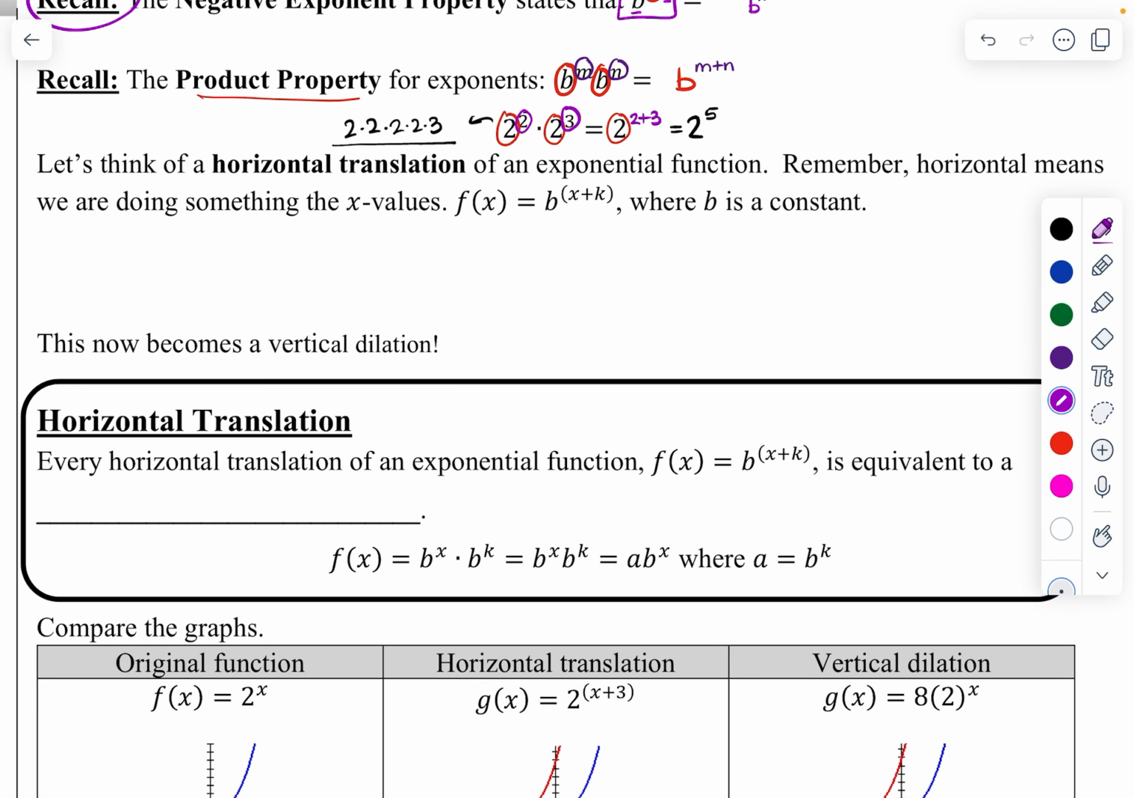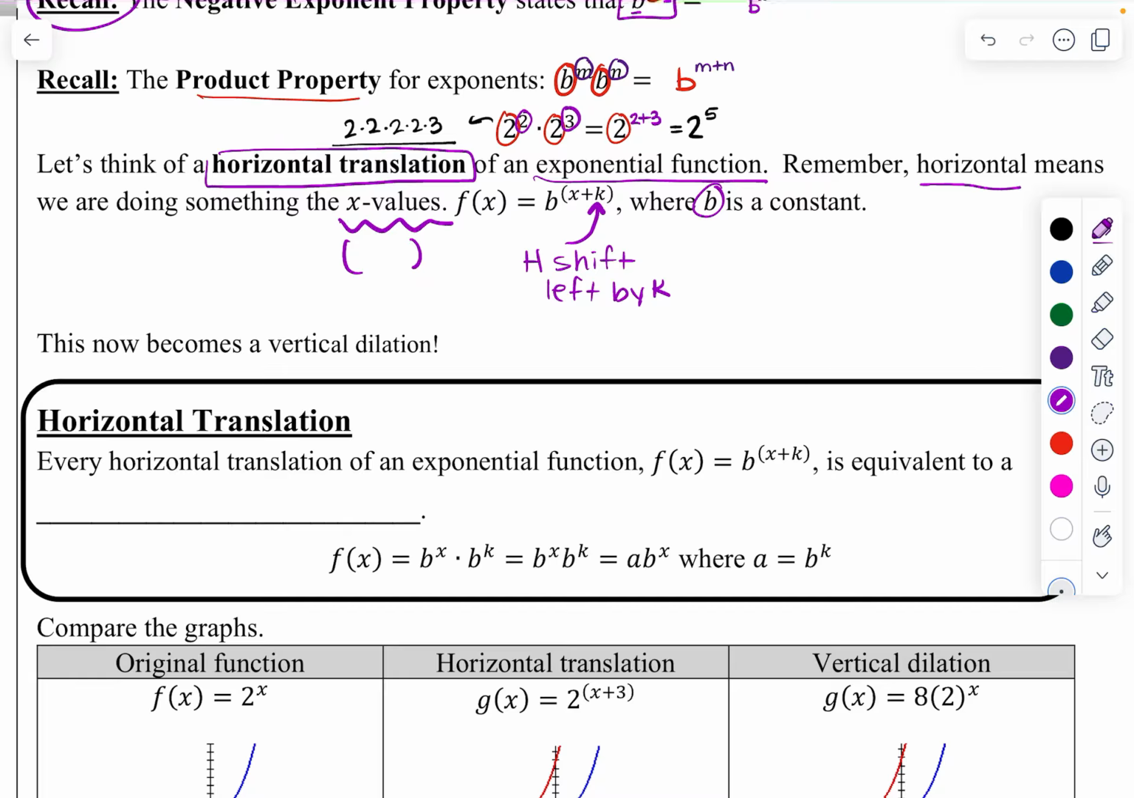So let's talk about what a horizontal translation means in terms of an exponential function. So remember, horizontal translations means we're doing something to the x values. Remember when we learned this, it was something inside the parentheses. So here, because k is adding into the x value in the parentheses, this is going to be a horizontal shift to the left, now remember, because it's funky town, by k units. Okay, where the b is the constant.